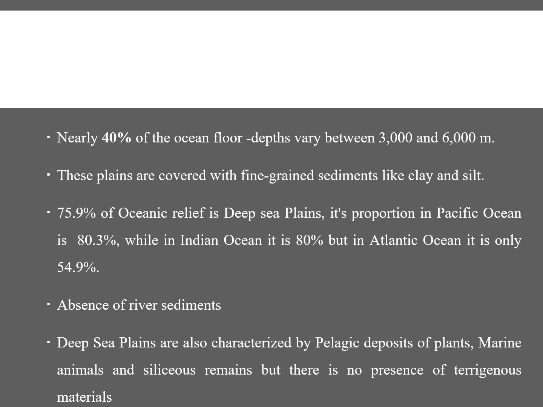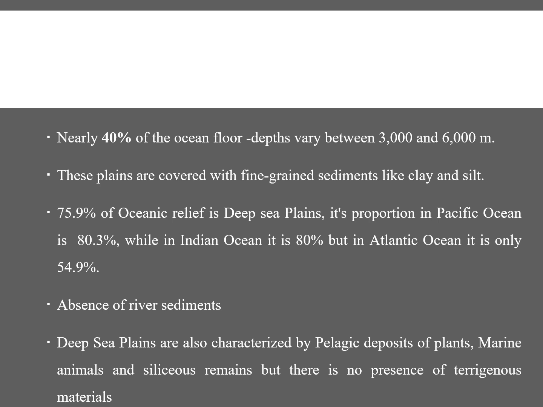Nearly 40% of the ocean floor is occupied by the abyssal plain. Depths vary between 3,000 to 6,000 meters. The plains are covered with fine-grained sediments like clay and silt. 75% of the oceanic relief is deep sea plains. Its proportion in the Pacific Ocean is 80.3%, while in the Indian Ocean it is 80%, but in the Atlantic Ocean it is only 54.9%.